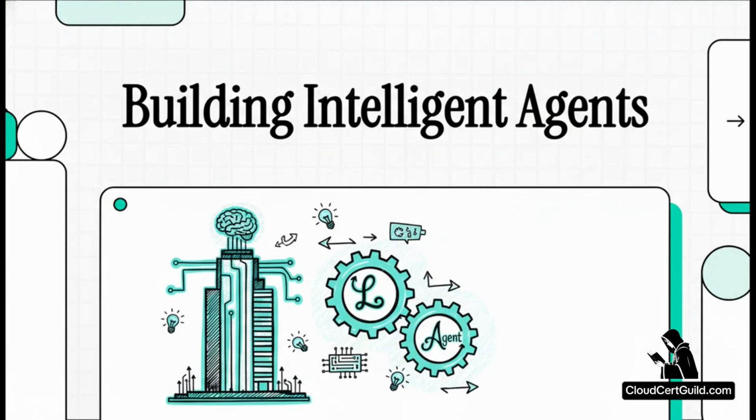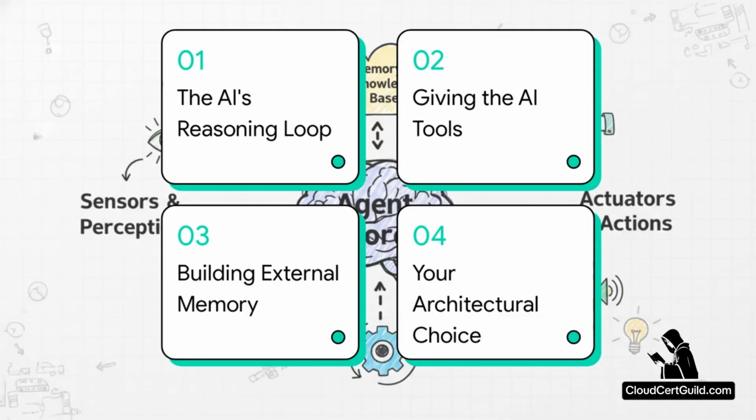All right, so if you're an architect tasked with building the next generation of AI, you've come to the right place. Today, we are laying out the entire blueprint for taking a powerful language model and turning it into a smart, active, problem-solving agent. Okay, let's dive in.